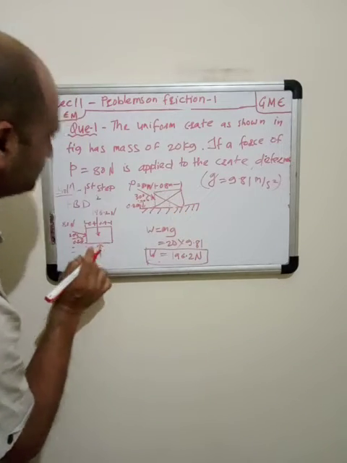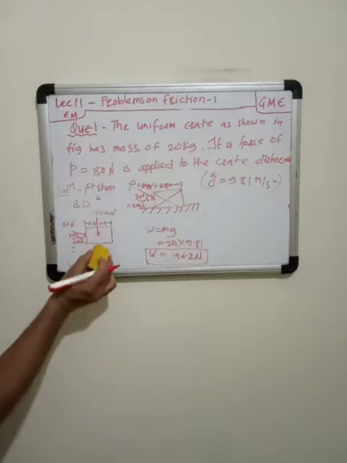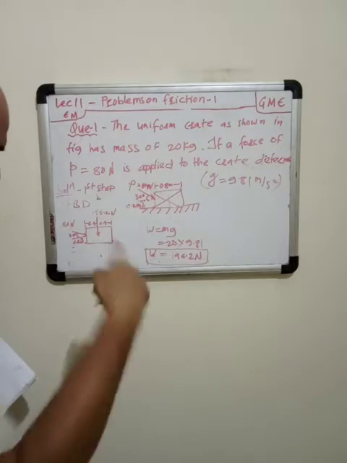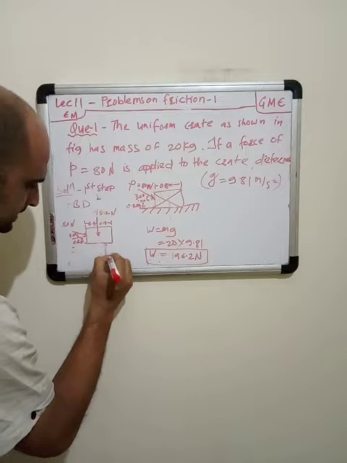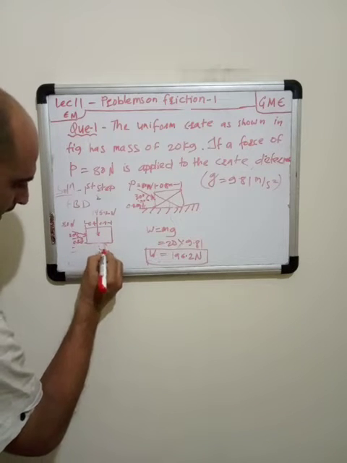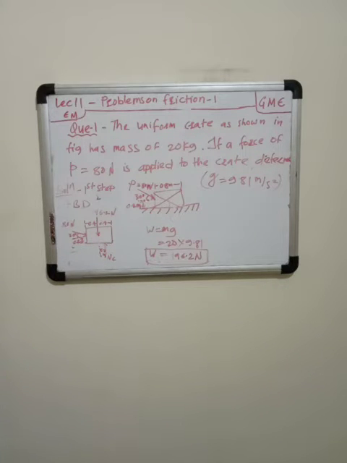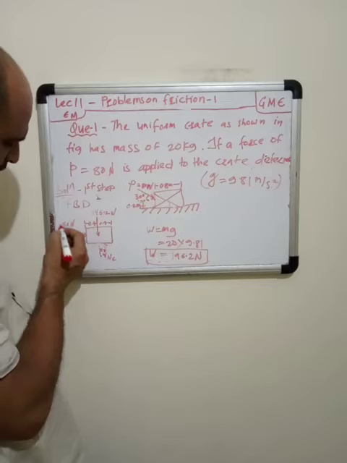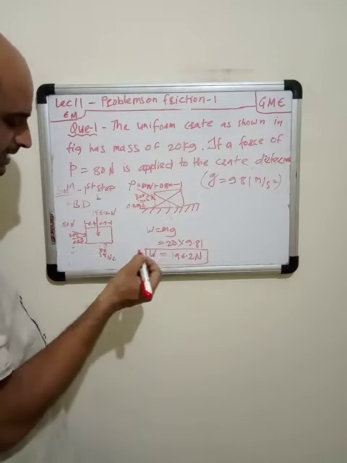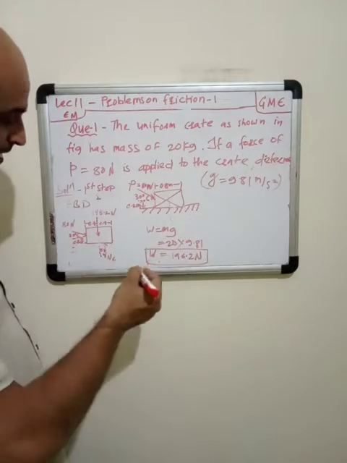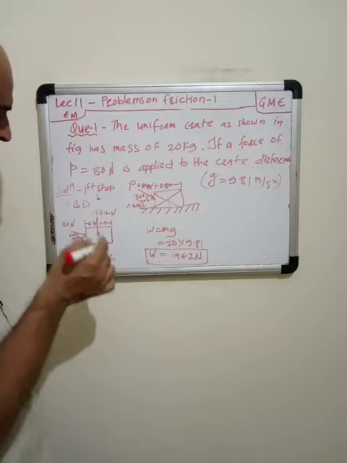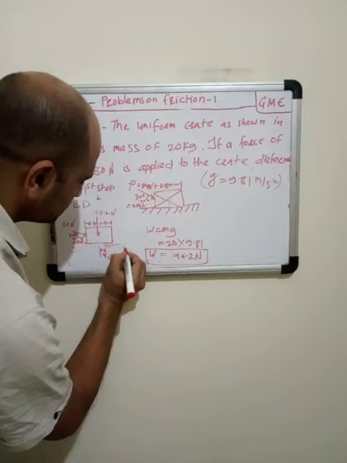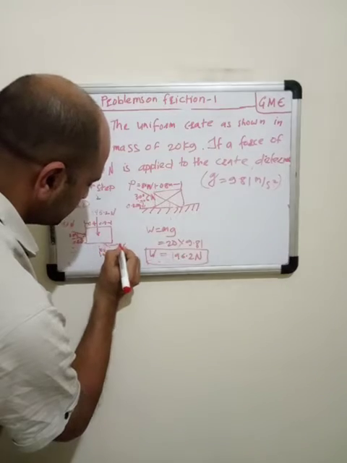Suppose I take this point as O, not C. This is the point O, and at a distance x, this is the normal, okay. Now I am pushing the block in this direction, right? The x component of this 80 Newton applied force will push the block in the positive x direction. But at the same time, friction resists the motion, you know. That's why I need to show the friction in this direction, okay?